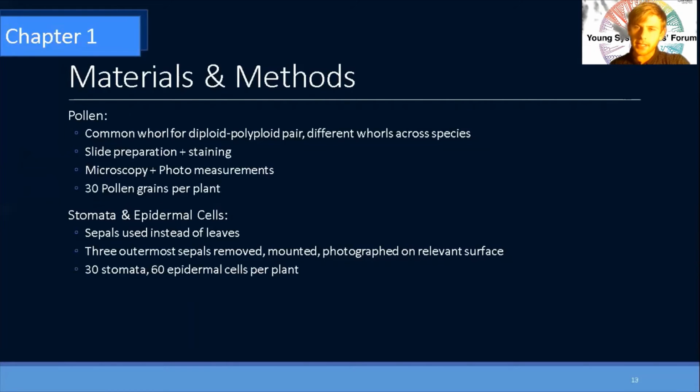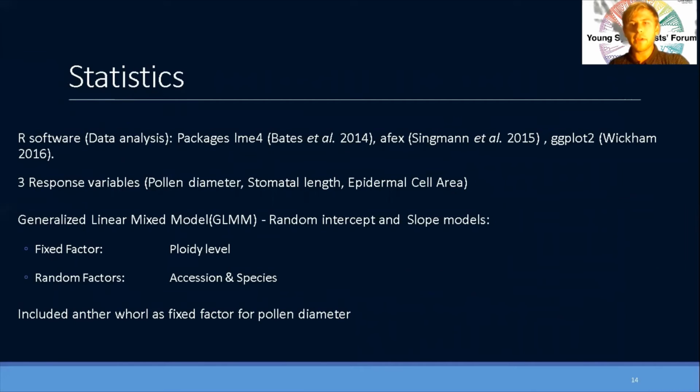For stomata and epidermal cells, we used the epidermis from sepals, as many Oxalis species form balloon cells on the leaflet epidermis, rendering stomata almost invisible and making area measurements inaccurate. Therefore, using one flower, we removed 3 sepals, and then 10 stomata and 20 cells were counted for each of these, amounting to 30 stomata and 60 cells per plant at 400 times magnification. For all 3 of the response variables, we modeled for ploidy level in a generalized linear mixed model context, using accession and species with a random intercept and slope model. For pollen data, we had to include anther-whorl as a fixed factor to account for pollen differences between the anther-whorls.